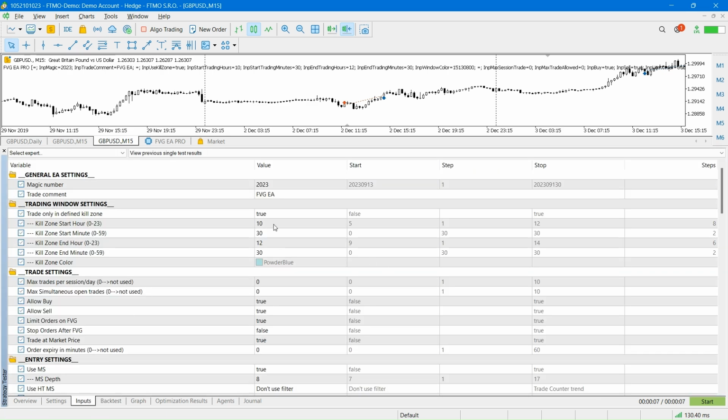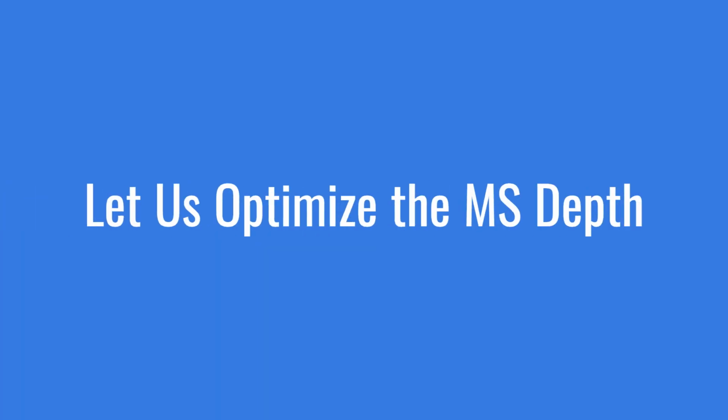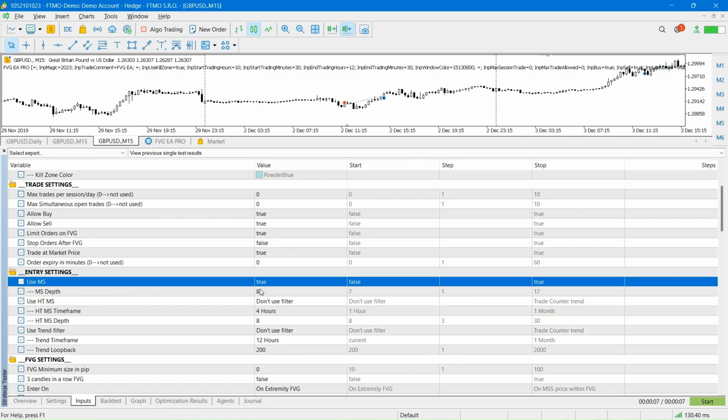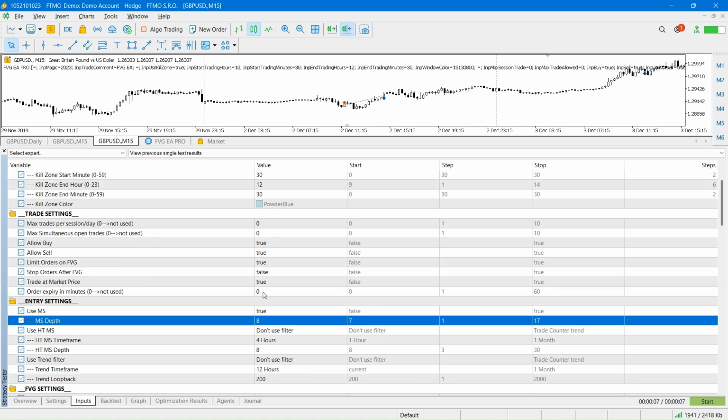All right, now we know that, let's say, 10:30 to 12:30 is the best kill zone. Let's try to see how would the MMS impact us in our trading. So if we have a higher depth and/or a lower depth, just to let you know, when depth is 8, it means that the indicator will wait for 8 candles before deciding if it's going to plot a new high or a new low on the graph.